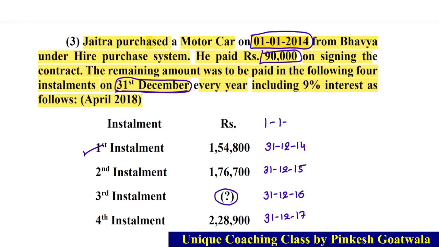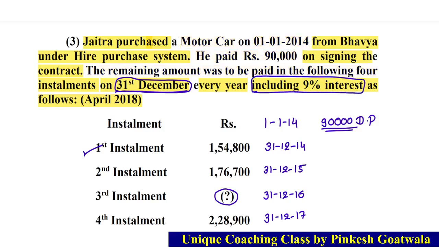Okay, 1/1/14 માં purchase કર્યું છે and the 90,000 is the down payment. Okay, down payment આપેલું છે 90,000 and 4 installments are given and the rate of interest કેટલું છે? 9%. Rate of interest 9%. Clear? So this information is given. Now let's see the next words they give.